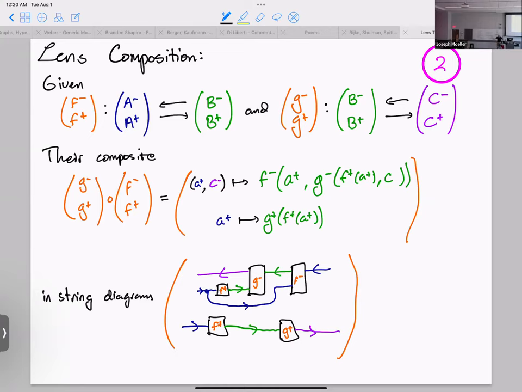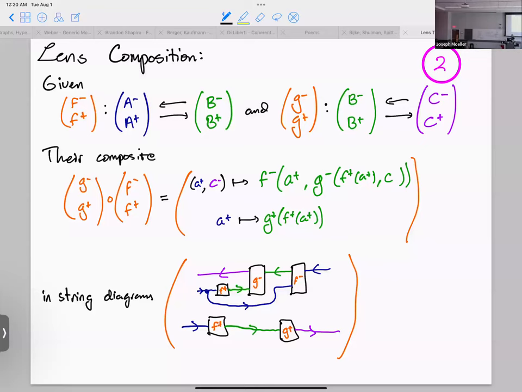They in fact form a category. This is the formula for composition. If we have a lens from A to B and a lens from B to C, we get a composite lens which goes from A to C. On the bottom, it just composes forward. Here's string diagram notation: we just plug into the first one, then plug into the second one, and go on. So that's the formula up there.